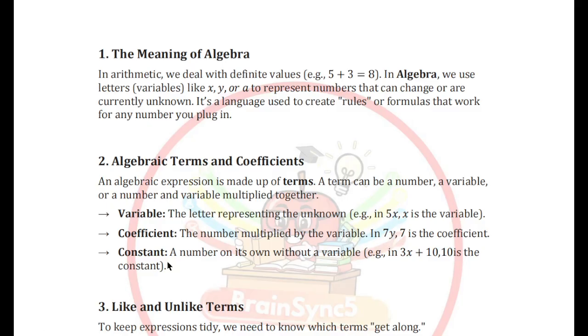What about a constant number? A constant number is a number on its own without variables. So a number that is alone, it does not have any variable. That is known as a constant number. Like here in an example, there's 3x plus 10. So the 10 is the constant number.